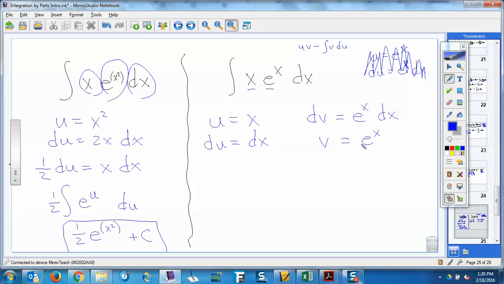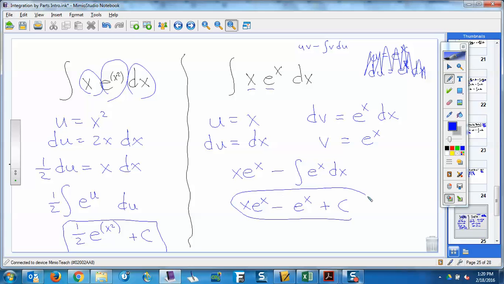So we put our u times our v, so that's x e to the x, minus the integral of v, which is e to the x, du, which is dx. And of course, this is what we wanted to happen. We've now created a new integral that's an easy one to do. And so our answer is x e to the x minus the antiderivative, e to the x, plus c. And we could test that. We could do the derivative of that, do a product rule, and it would work. And we would end up with that. That is called integration by parts.